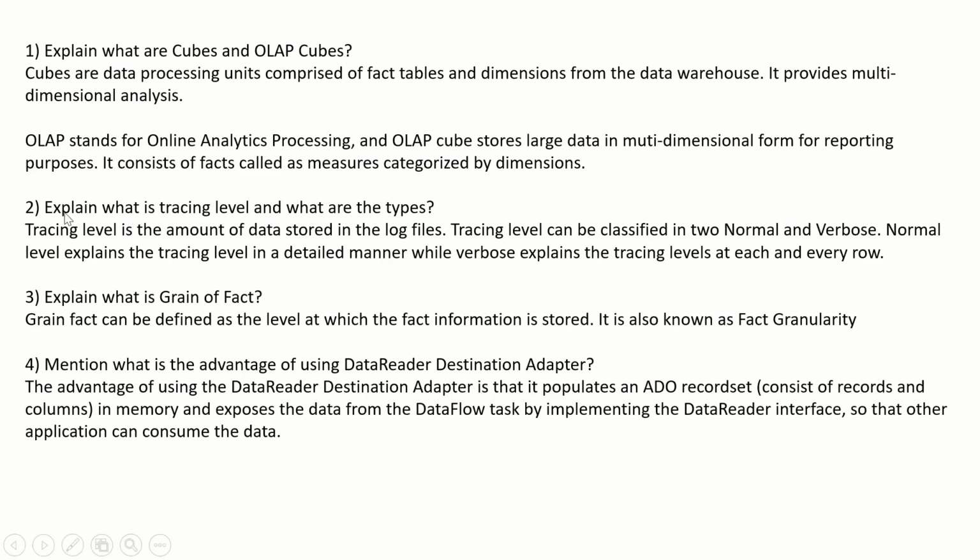Okay. The second question is, explain what is tracing level and what are the types. Tracing level is the amount of data stored in log files. Tracing level can be classified into two: normal and verbose. Normal level explains the tracing level in a detailed manner, while verbose explains the tracing levels at each and every row. Okay. Third one is, explain what is grain of fact. Grain of fact can be defined as the level at which the fact information is stored. It is also known as fact granularity.